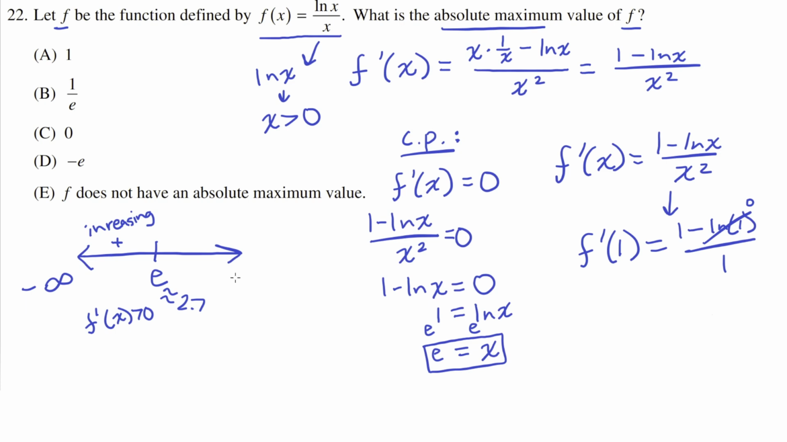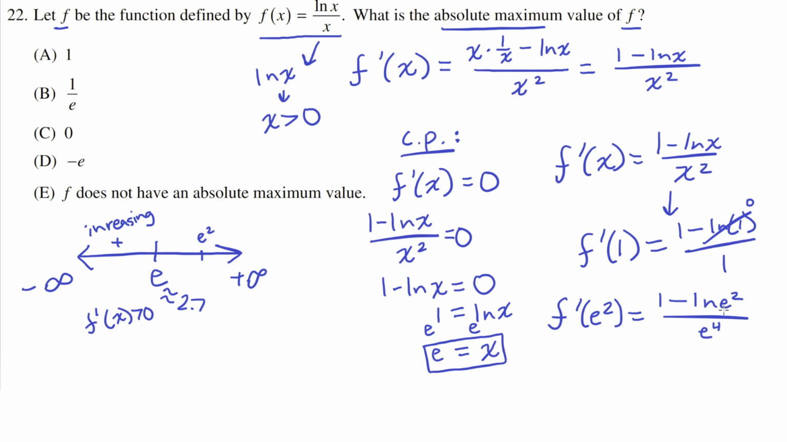Now, on the other interval from e to positive infinity, we can choose a value like e squared. We know that e squared is greater than e, and this will make taking the natural log of e squared much easier. So if we're taking f prime at e squared, we're going to plug in e squared for x. We'll have 1 minus ln of e squared over e squared squared, so that's just going to be e to the 4th.